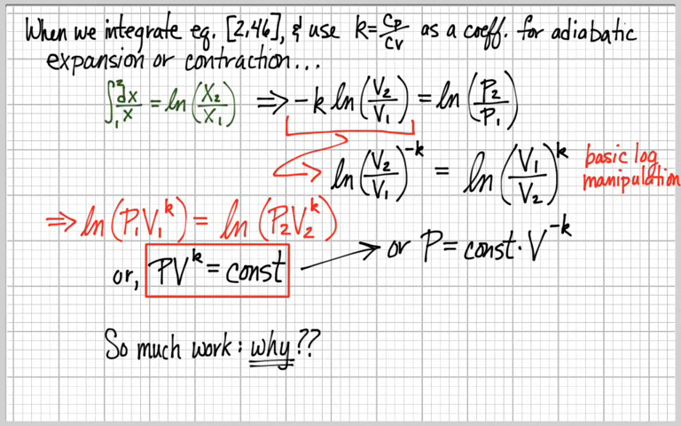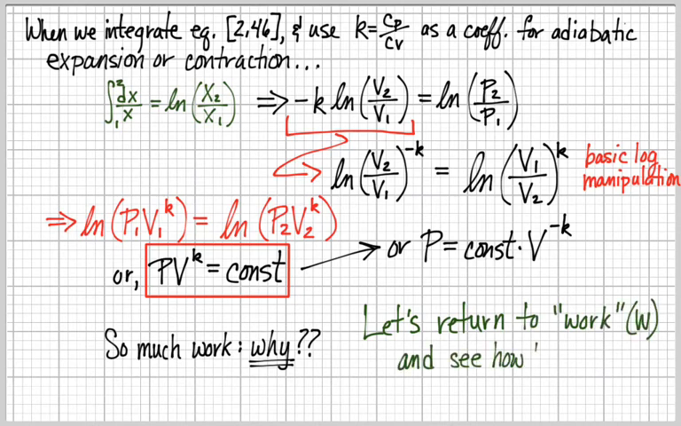And yeah, we've really come a long way. We've done a lot of manipulation of equations. Why did we do this? Why did we manipulate these equations? Let's go back to the work part of an adiabatic process and see how this effort has played out.